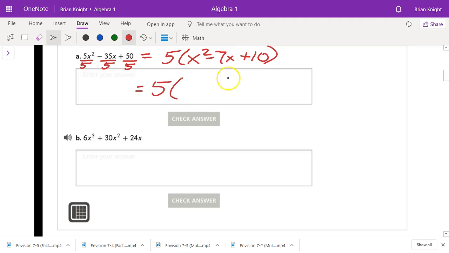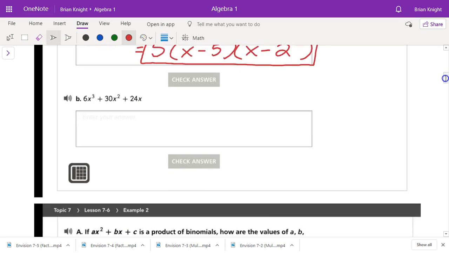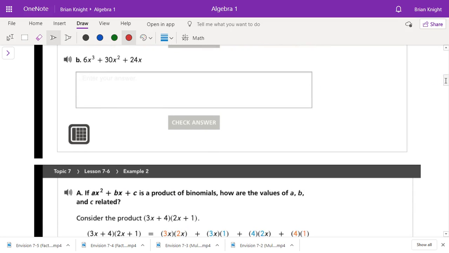So for my final answer, what two numbers multiply to be 10 and add up to -7? What about 5 and 2? -5 and -2. Okay? Easy peasy. All we're doing here is basically combining the 2 lessons before this one.